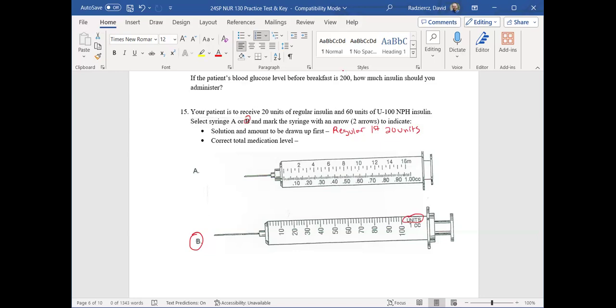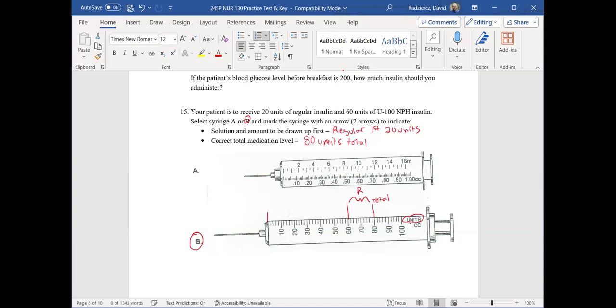And then it says correct total medication. So the correct total is 20 plus 60, so 80 units total. Now they tell you to do 2 arrows, but I'm going to show you how I would mark this based off of the textbook. I would first make sure I have a mark at 80, indicating that is the total amount. I would then have another mark at 60, and then I would indicate that in between the total amount and 60 is where your regular insulin is.